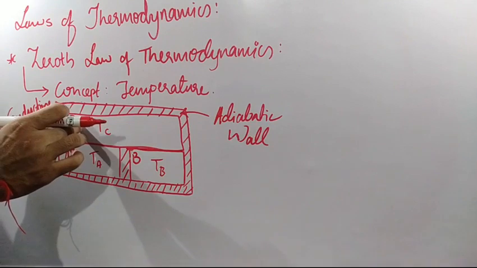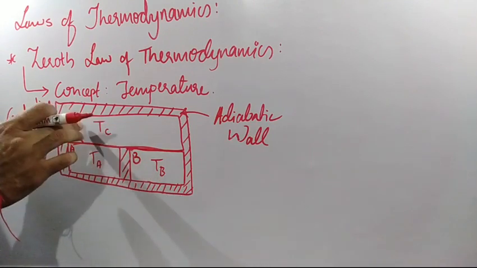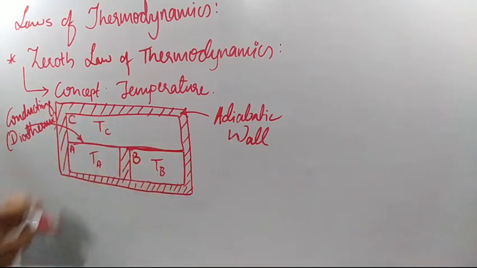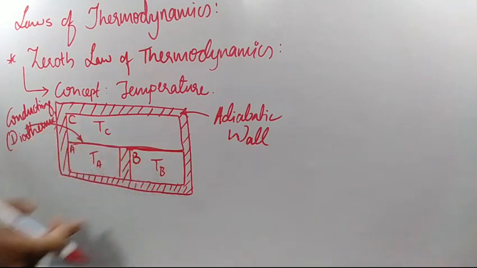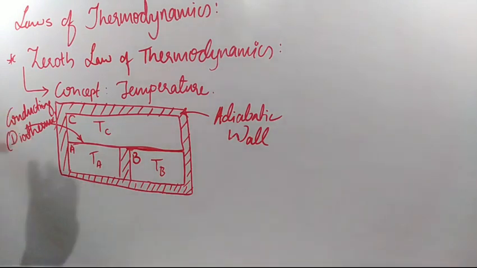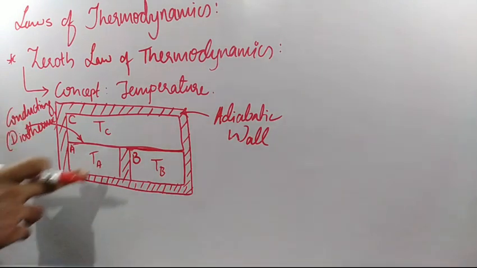So if C has the maximum temperature and B has the minimum temperature, then heat will flow from C to B. Or if C has the minimum and B has the maximum temperature, then heat will flow from B to C. So this is the process. So after some time, what will happen?